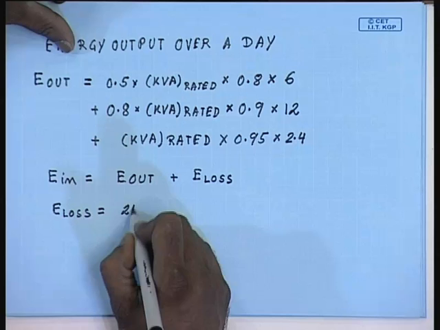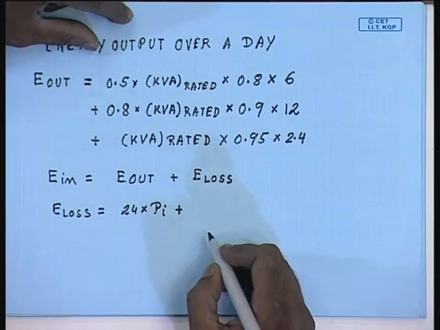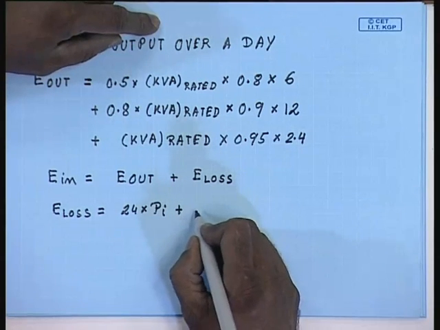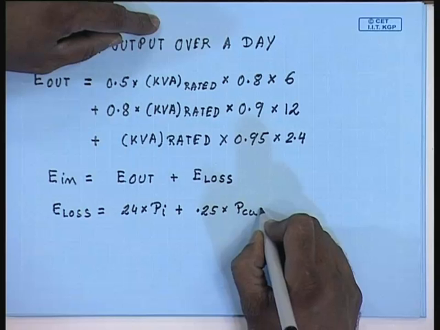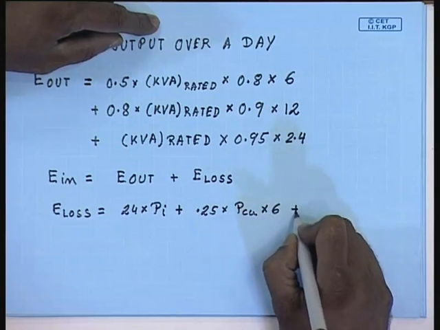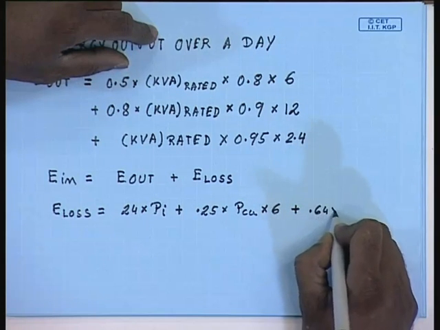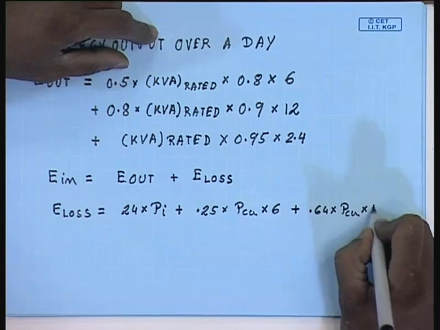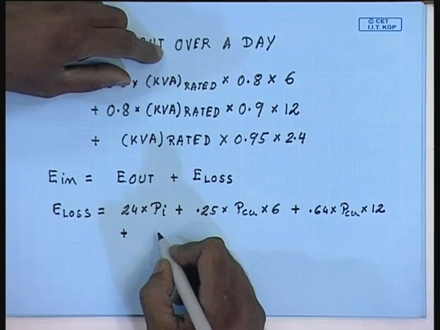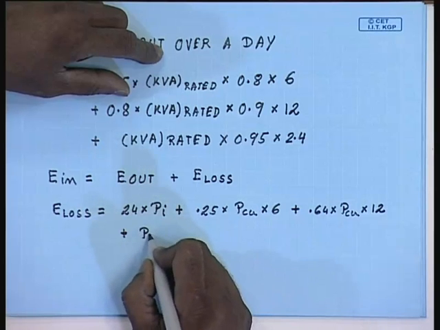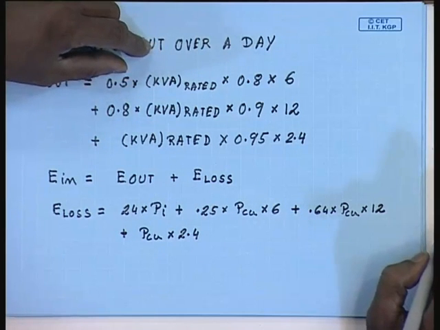equal to 24 hours into P I plus 6 hours at 50% of the load. So, 0.25 into PCU into 6 hours plus 50% of the time at 80% of the load. So, 0.64 into PCU into 12 hours plus rated full load for 10% of the time, that is PCU into 2.4 hours. So, this is the total energy loss.